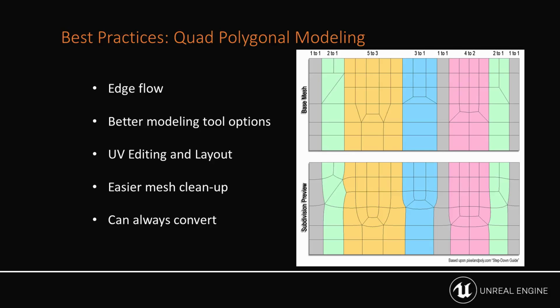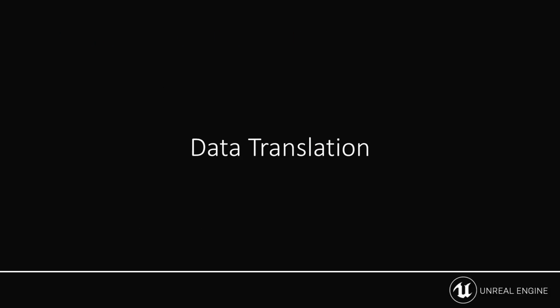You can always convert, right? So working in quads, you can always triangulate that geometry. And of course, behind the scenes there, Unreal is going to triangulate your geometry for you once we bring it over there anyways. So data translation.